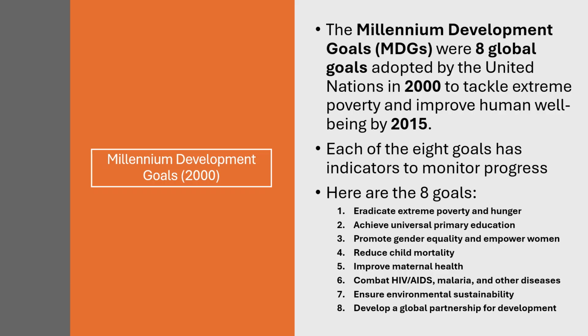The first goal is to eradicate extreme poverty and hunger. Achieve universal primary education, so all children born on Earth today should be able to access elementary school. Promote gender equality and empower women, so giving access to jobs to women. Reduce child mortality, improve maternal health, combat AIDS, HIV, malaria and other diseases, ensure environmental sustainability, and develop a global partnership for development.